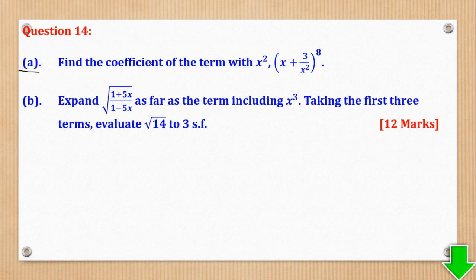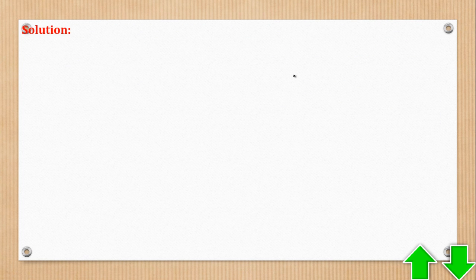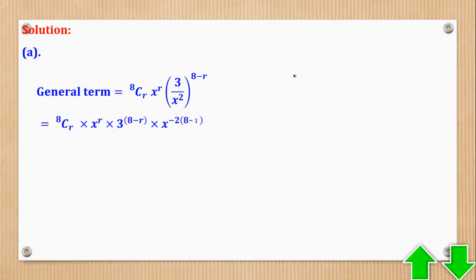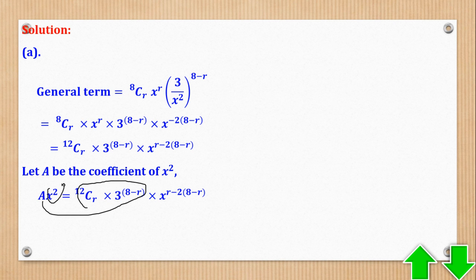Then question 14, part A says, find the coefficient of the term with x squared in this. So first we shall quote the general term. Then we try to expand so that we make x alone. So let a be the coefficient of x squared. It means that ax squared will be equal to this general term. By comparing, it means that a is this and the whole of this is this.